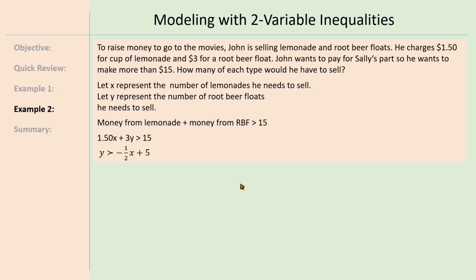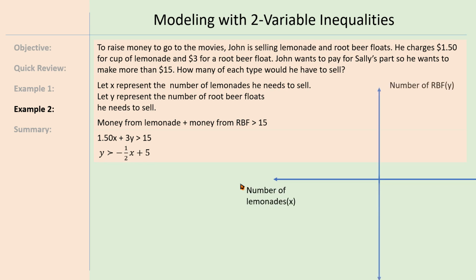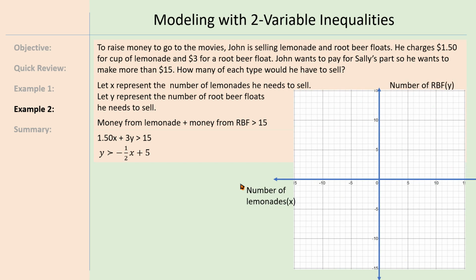So here I have that, and I'm just going to go ahead and graph this. So X is my number of lemonades, Y is my number of root beer floats. On my coordinate plane, I'm going to graph that line, and it's going to be a dashed line because there is no equal sign here. And then to know which side to shade, I pick a point to test. Okay, if the point works, everything will work. If the point doesn't, then the other side will work. So I'm going to test 0, 0 because that's the easiest point to test.